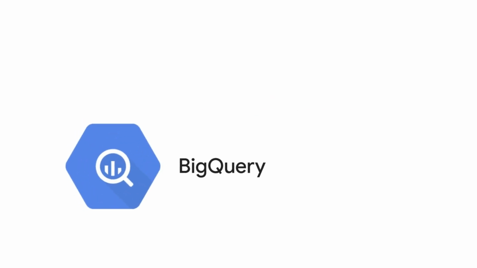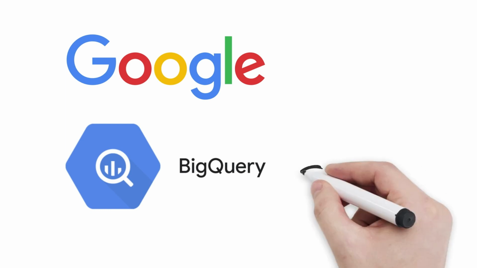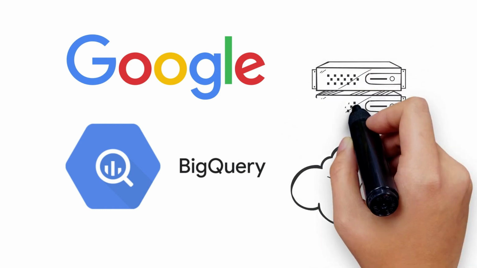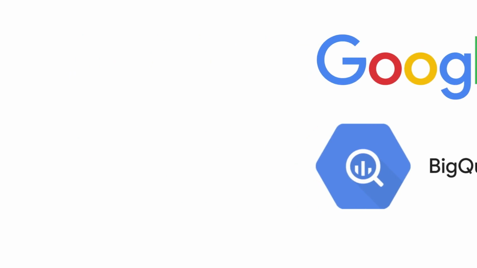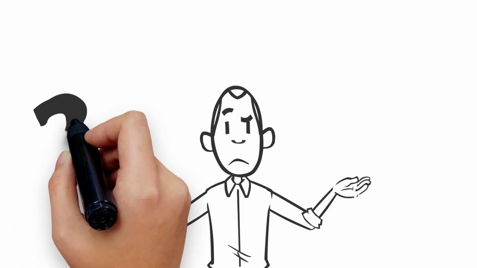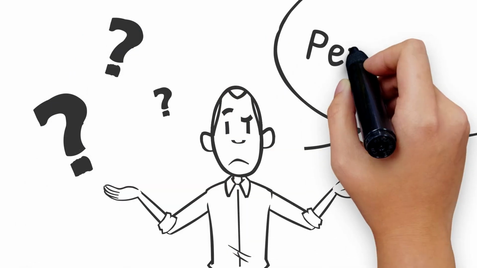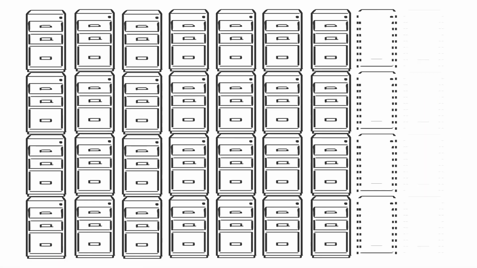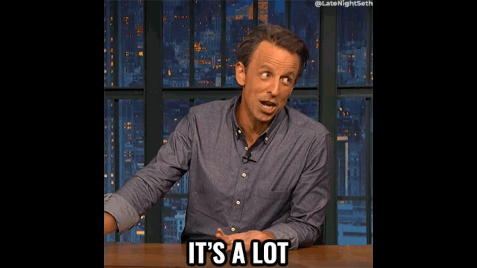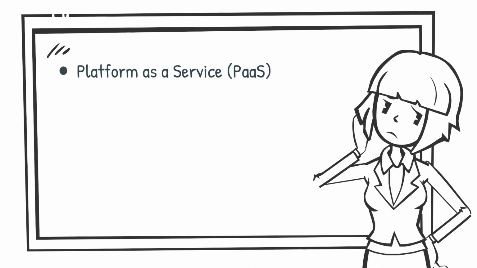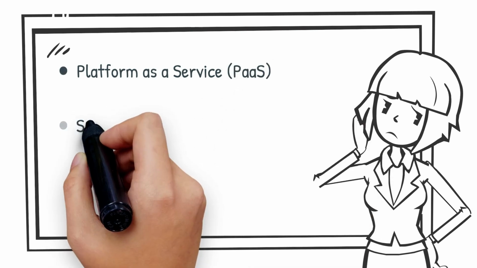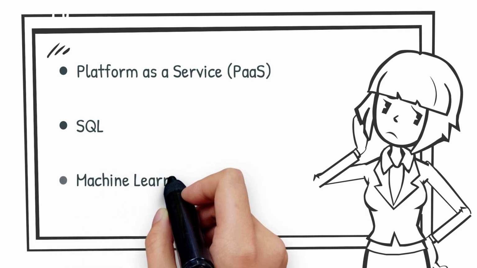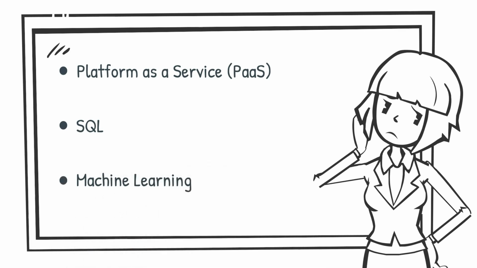What is BigQuery? BigQuery is Google's fully managed serverless data warehouse that enables scalable analysis over petabytes of data. How much is petabytes exactly? 1 petabyte is the equivalent of 20 million tall filing cabinets or 500 billion pages of standard printed text. It's a lot of data. Also, BigQuery is a platform as a service that supports querying using dialects of SQL. It also has built-in machine learning capabilities, which everyone is going after these days.